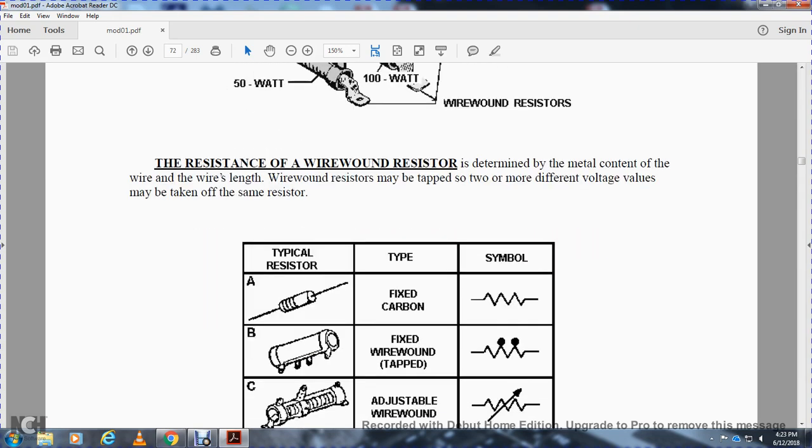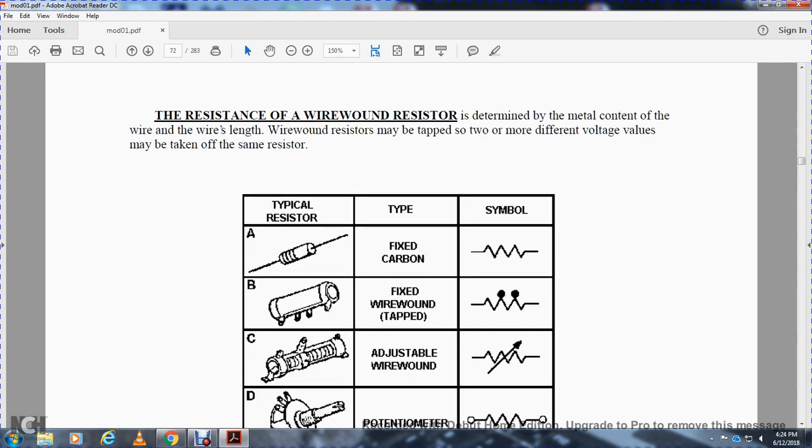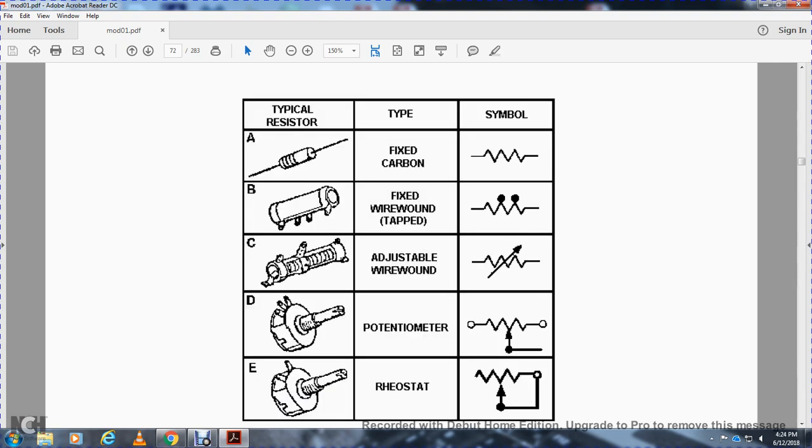A typical resistor symbol: a fixed carbon resistor is a zigzag, a fixed wire wound resistor with a tap has 2 connections on the resistor, and there is also an adjustable wire wound resistor. A potentiometer is a zigzag with two ports and an arrow connection to it. A rheostat would be a zigzag with one end open and the other connected with the arrow back into the fixed resistor.